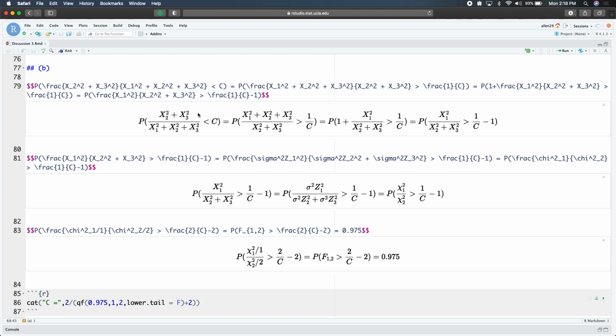So starting from a general normal to a standard normal, and then further to the ratio of 2 chi square, and then further to the 1 copy of F distribution. From here, look for the F table for the corresponding degree of freedom and the probability, and solve for the quantile.